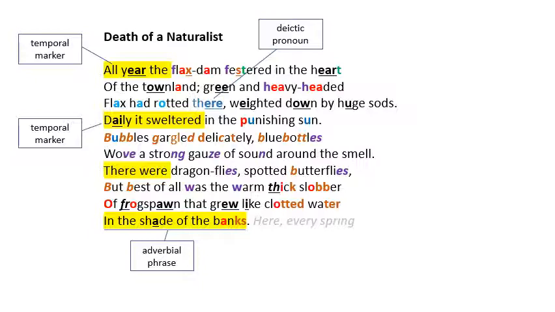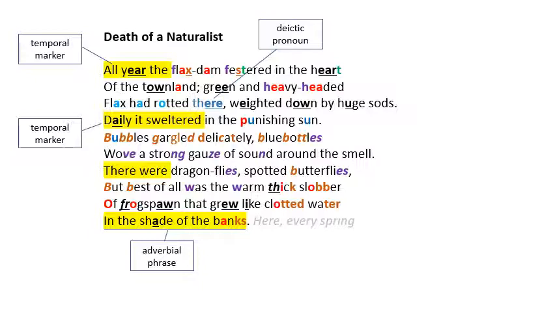And then we've got a contrasting connective, but, and the superlative: but best was the warm, thick slobber of frogspawn. Look at the consonants there. Thick slobber of frogspawn. Clotted water. The short vowels of o, and the fricatives and the plosives of t and water and slobber. They create a little bit of excitement there in that superlative moment. And then it's calm again in the long vowel of the shade of the banks.